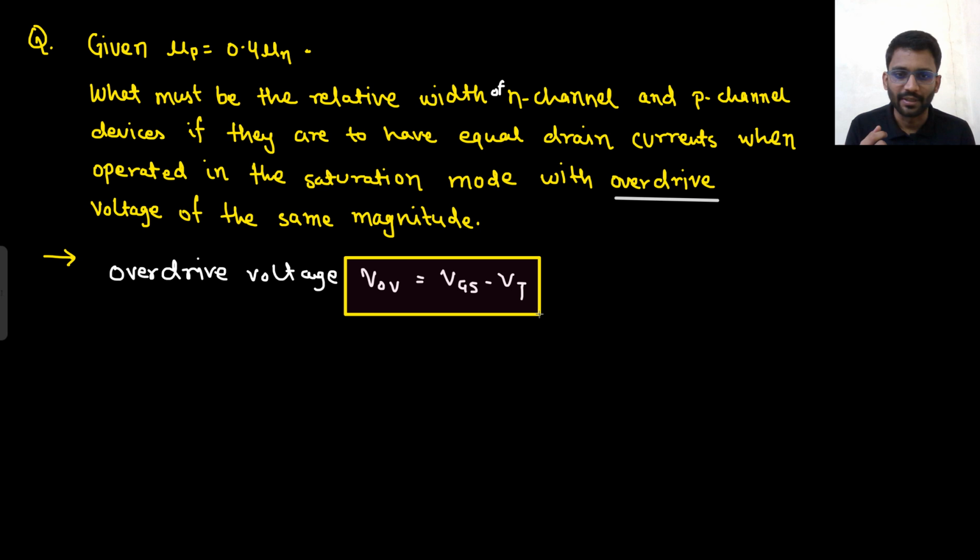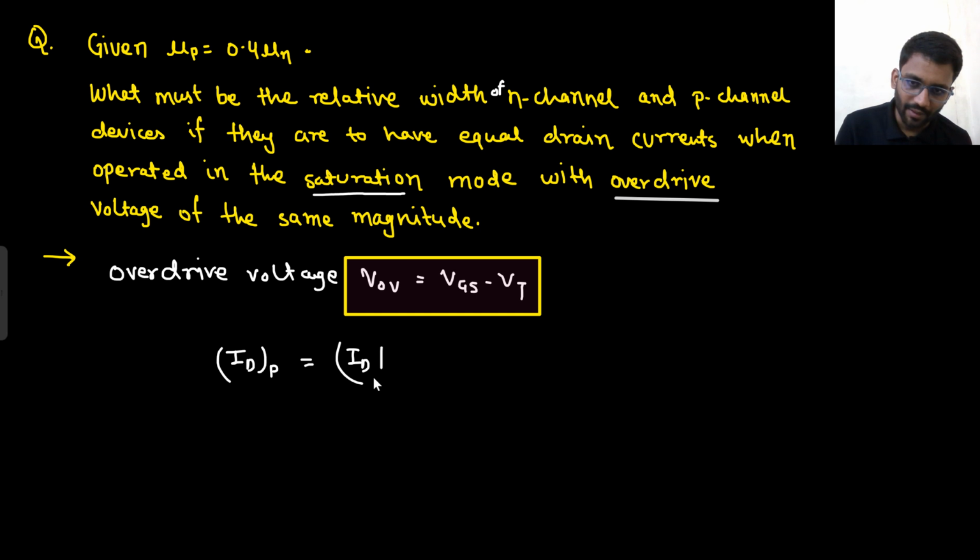V overdrive is VGS minus VT. This is V overdrive. Both are operating in saturation mode, and they have equal drain currents. The current is equal, so the current of PMOS is equal to the current of NMOS.